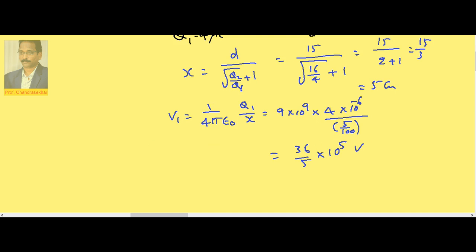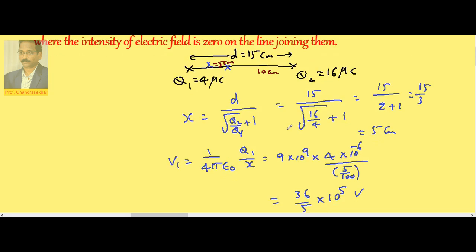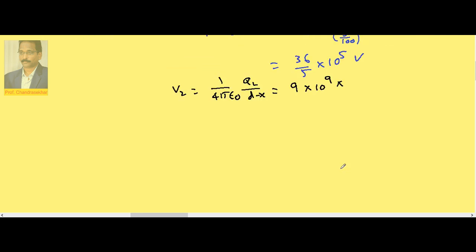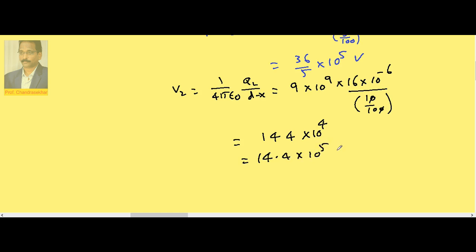Now calculate potential due to the second charge V2, and its distance is 10. So V2 is equal to again 1 by 4 pi epsilon naught times Q2 by d minus x. Of course d minus x value is 10 and the charge here is 16 micro. 16 into 10 to the power of minus 6 divided by 10 centimeter. So 0 gets cancelled. 9 into 16, 144. Remaining, this 10 goes to the numerator, 10 to the power of 10 into 10 to the power of minus 6. Total is 10 to the power of 4, or I can write as 14.4 into 10 to the power of 5 volts.